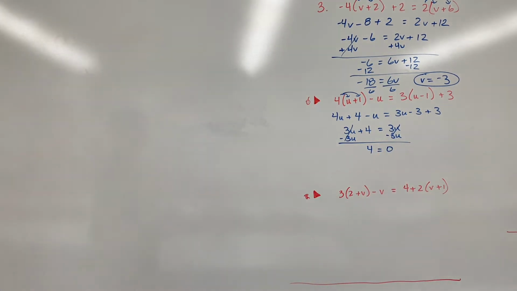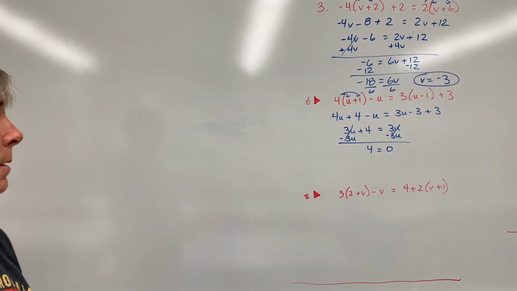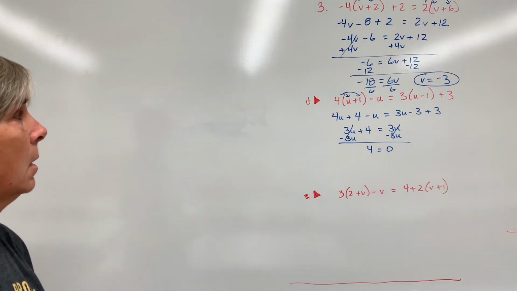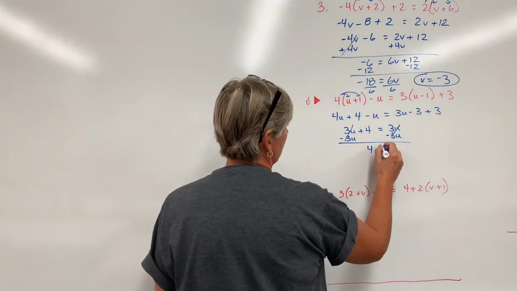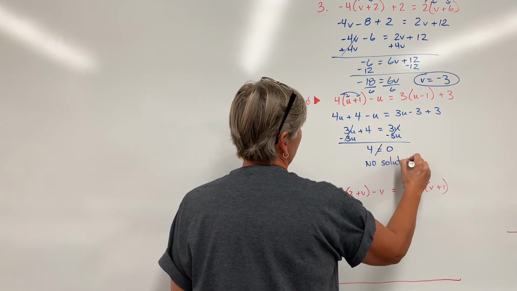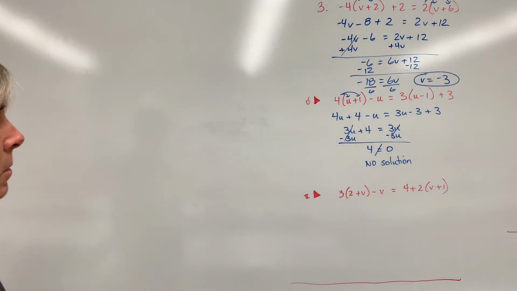As soon as you get to the point where you realize that it's an untrue statement, 4 does not equal 0, and there's nothing else I can do really in this equation, then my answer is, no, that's not true. This is no solution. So when we get a statement that's not true, then the answer is no solution.